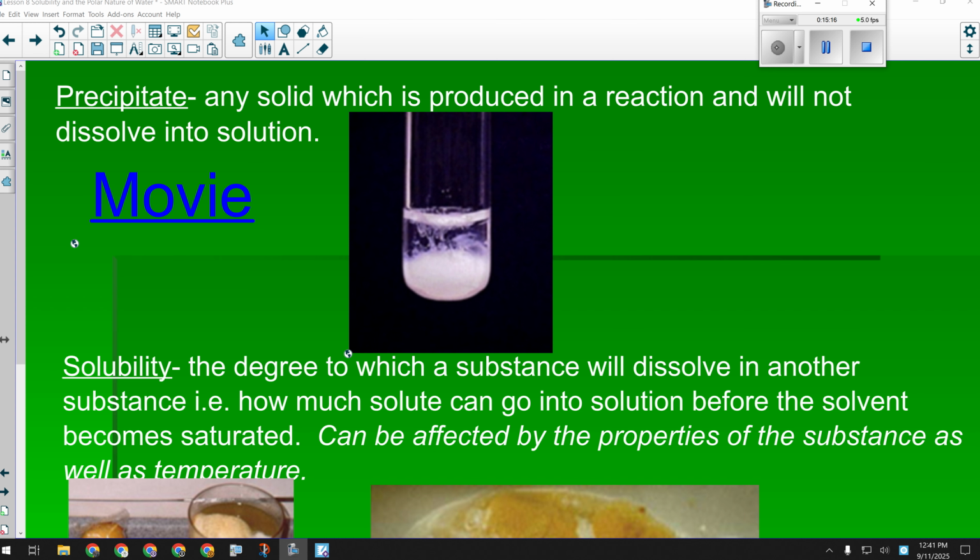Oh, I gotta pause it. All right, and then when we're talking about the term solubility, the degree to which a substance will dissolve in something else, so a solute in a solvent. How much solute can go into solution before it becomes saturated is based on solubility. Okay, so back in the day, we used to make Kool-Aid by putting the Kool-Aid crystals in, and then you would add sugar to make it sweet, or if you make like Tang or any of those powdered drink mixes. Okay, there comes a point where you can't make any more dissolve.